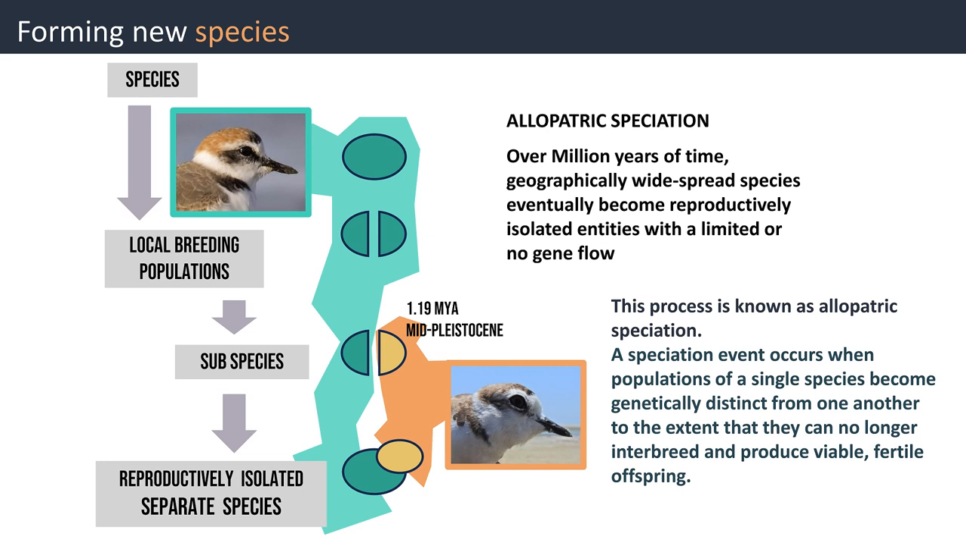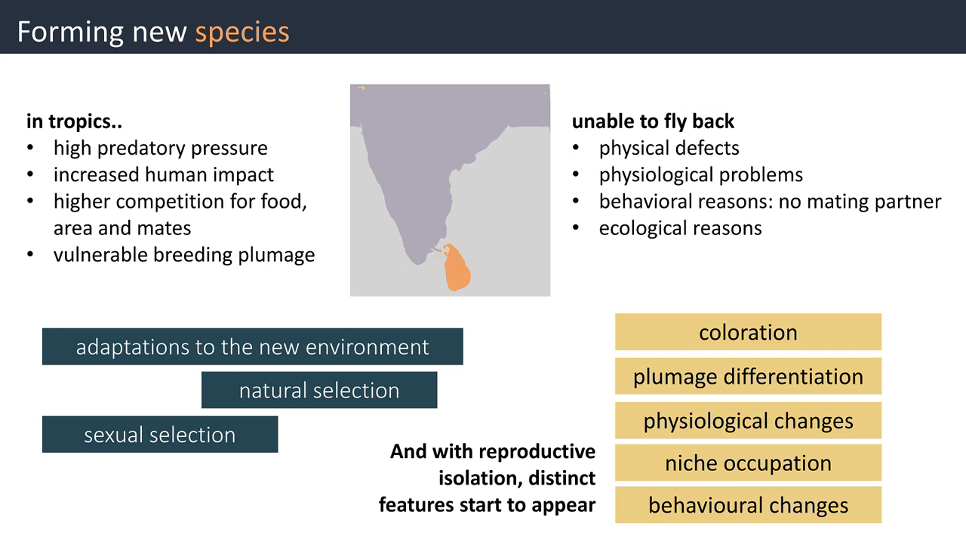So, as this Hanuman plover became a reproductively isolated separate species through allopatric speciation, after sometime in the mid-Pleistocene, Hanuman plovers became reproductively isolated from the old Kentish plover complex. To form a new species, there are a lot of theories that come into this stage, but I want to give a general introduction about how this happened, and usually these theories are explained in the island biogeographic theory.